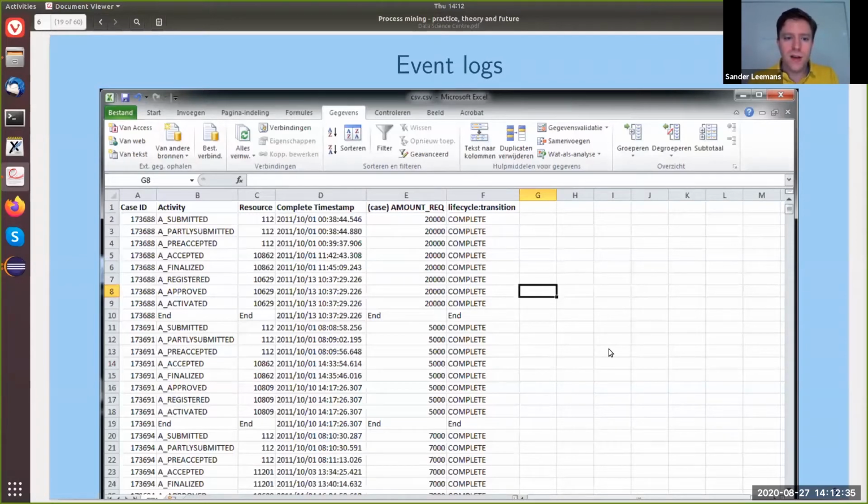Finally, lifecycle transition shows us whether this particular step denotes the start or the completion of the event. So we do not strictly need this again, but it might nevertheless be useful. This is the input of process mining, and this is the only input of process mining. So everything else that I'm going to show you today is derived from this event log using algorithms, using software.